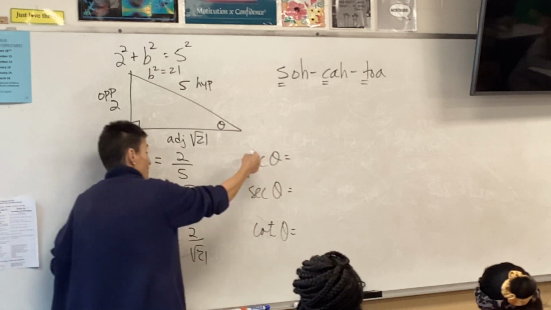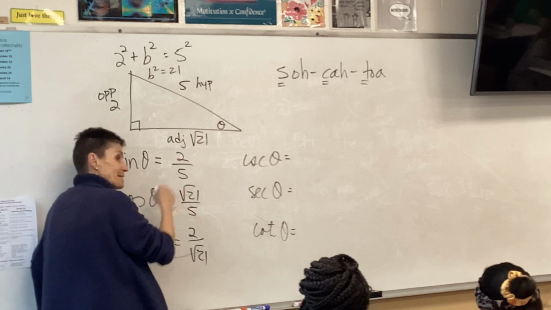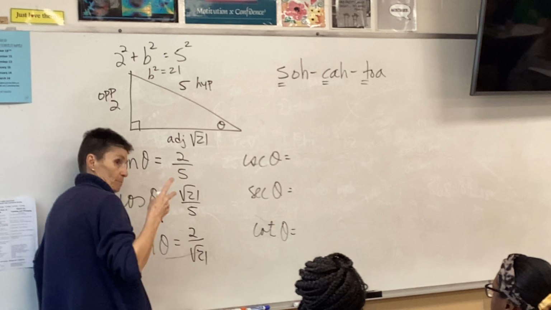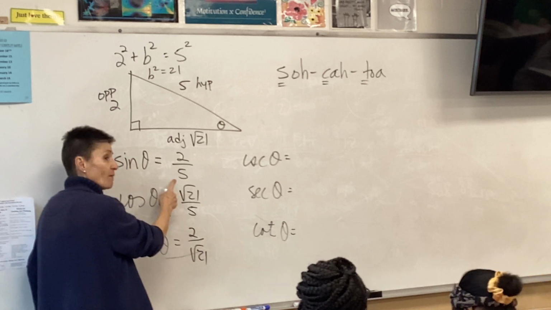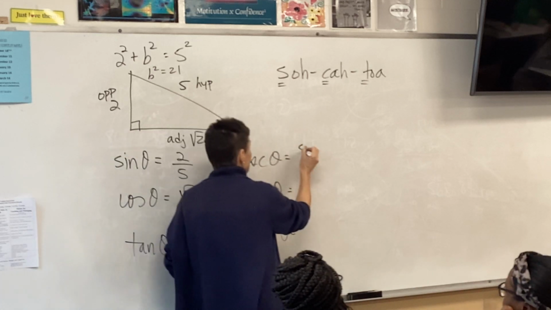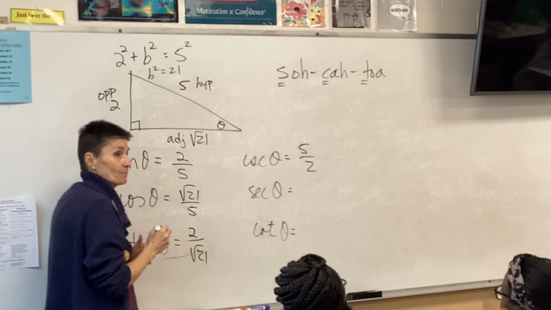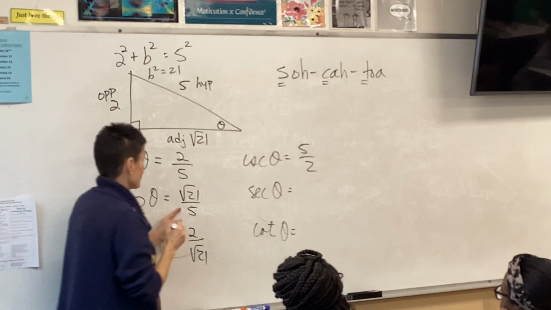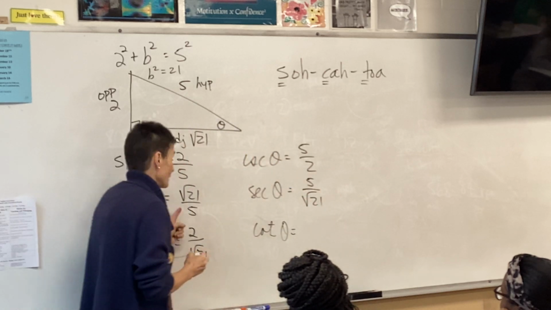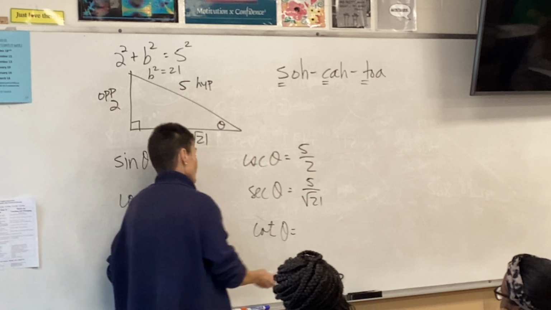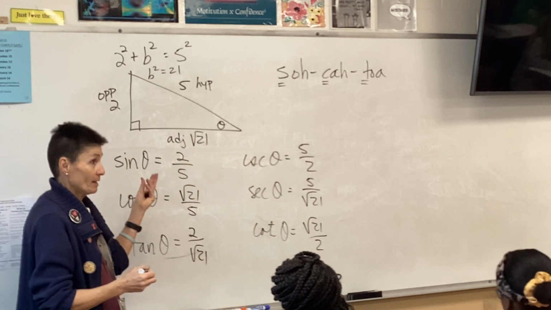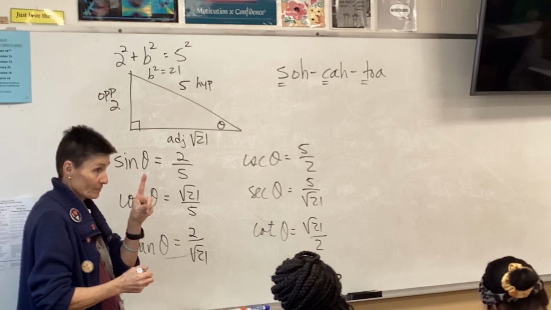Luckily though, these are the reciprocals of these. And what do I mean by reciprocal? Flip, right? So if the sine is 2/5, the cosecant is 5/2. If the cosine is √21/5, the secant is 5 over √21. And if the tangent is 2 over √21, the cotangent is √21/2.